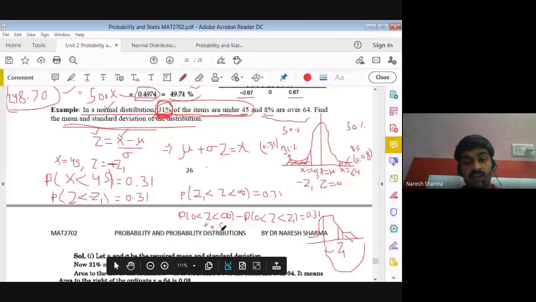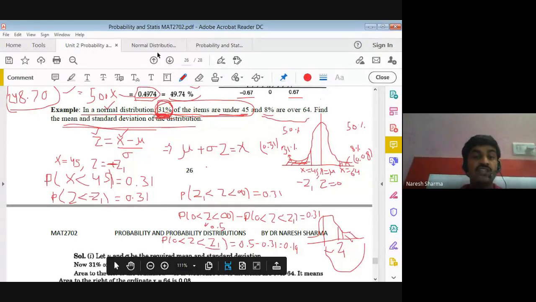As this is 0.5, we shift this probability part to the right-hand side and 0.31 to the left-hand side, and after rewriting we get the probability of 0 less than z less than z1 as 0.5 minus 0.31. So this is equal to 0.19. This probability is known to us, but we are interested in z.